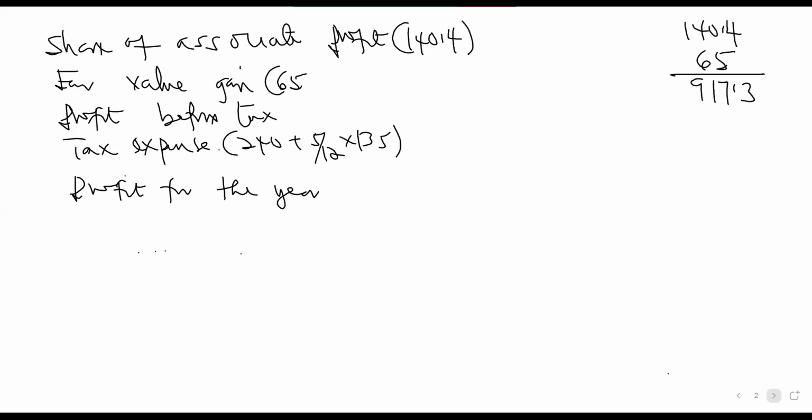917.3. Let's come to tax expense. 240. 5/12 multiplied by 85. 296.25. Okay. So 296.25. So what will be our profit for the year?